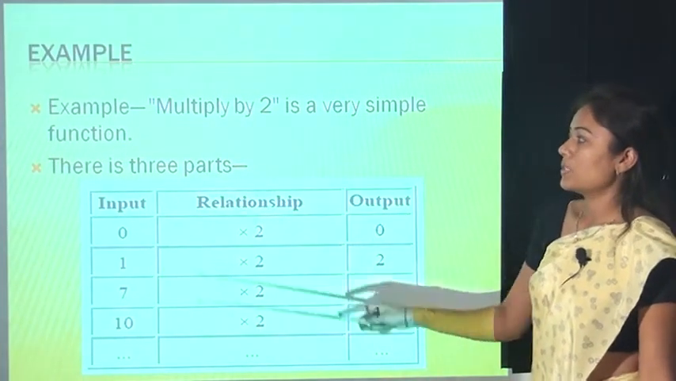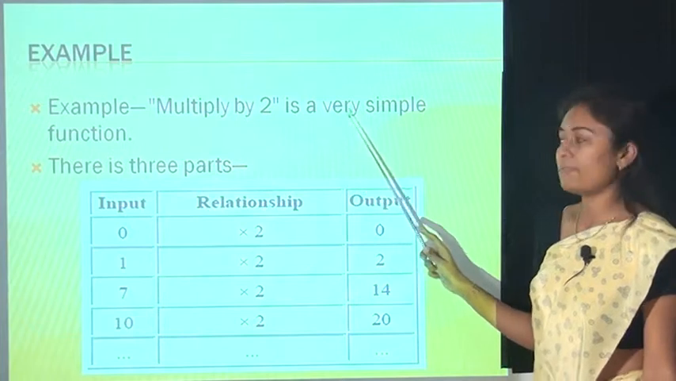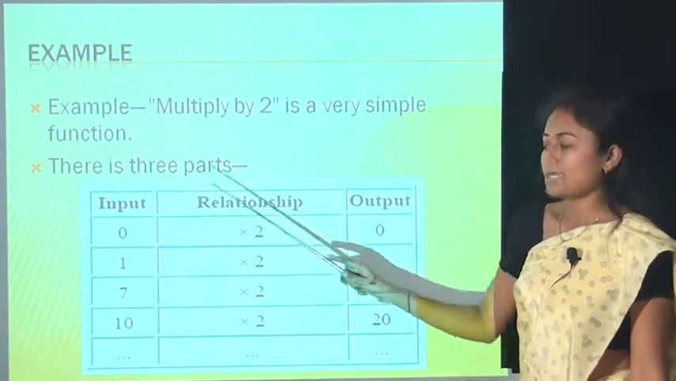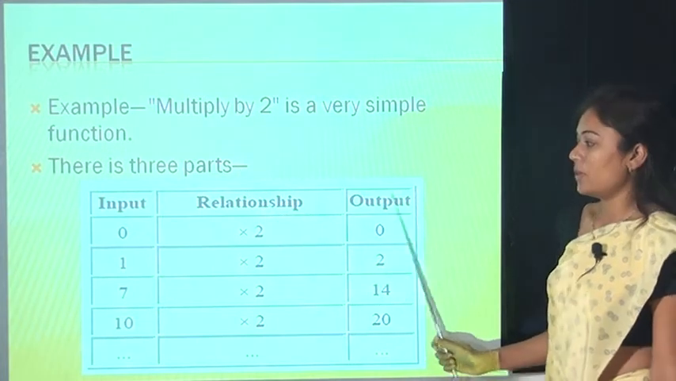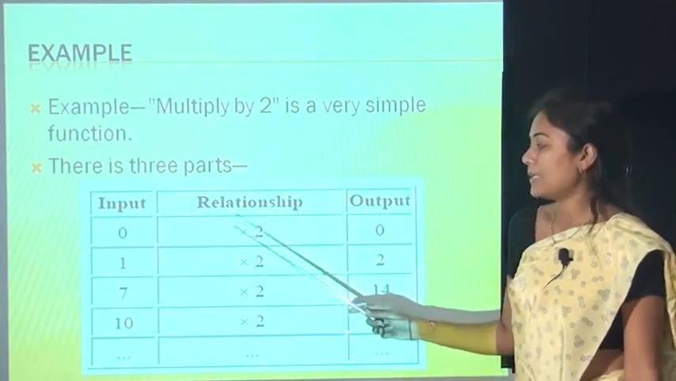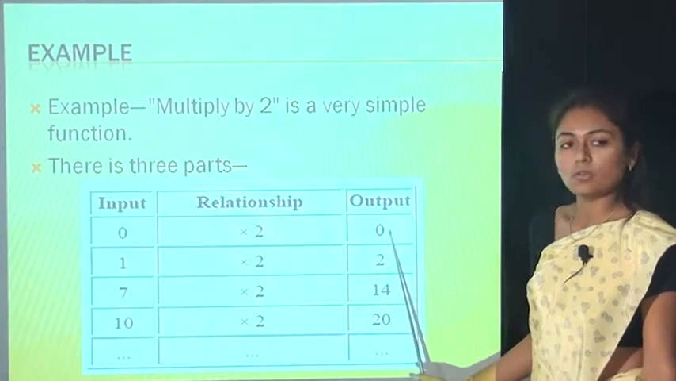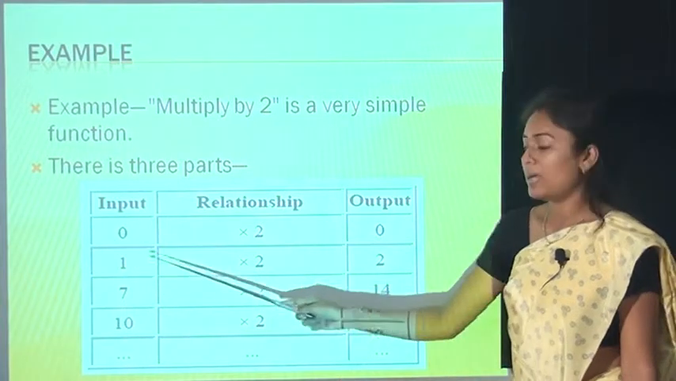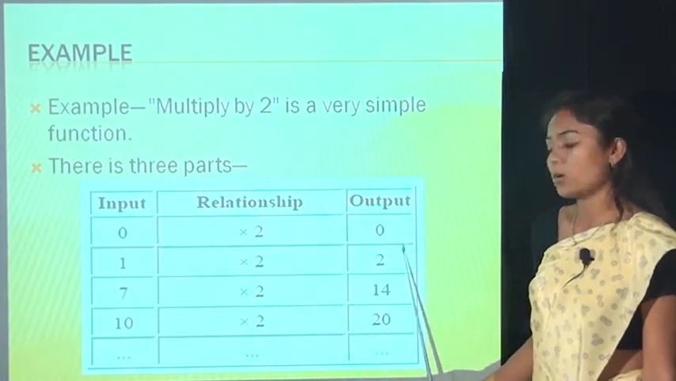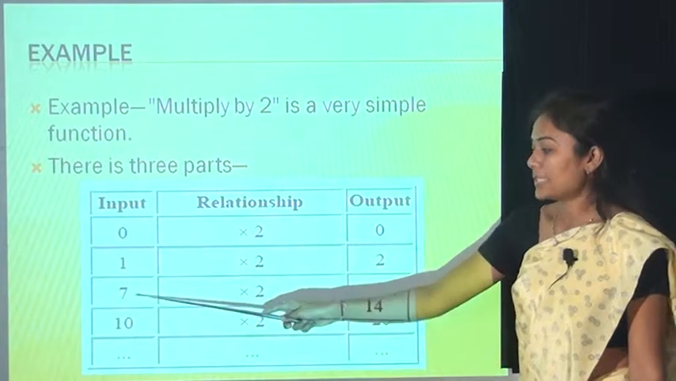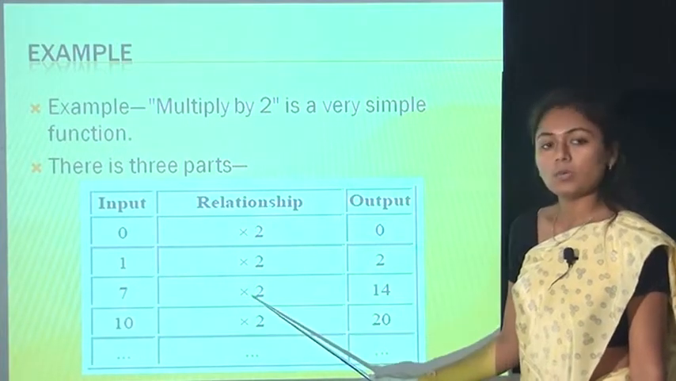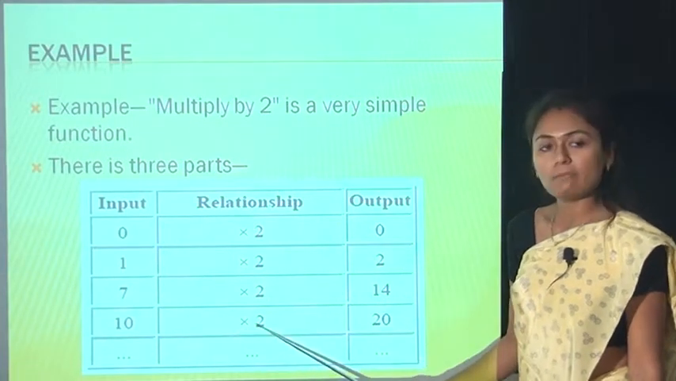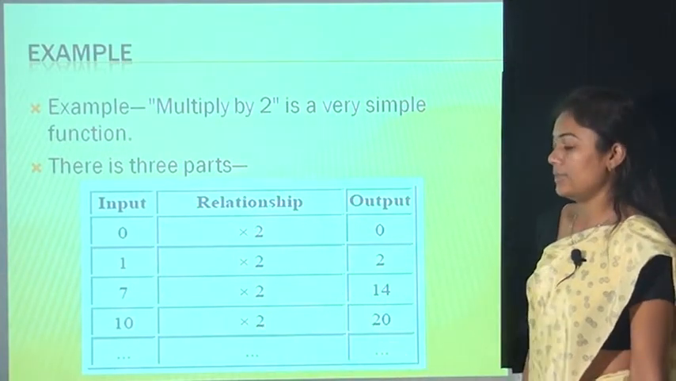Now an example of a function. Suppose multiply by 2 is a very simple function. There are three parts: first input, second relationship, and third output. First you input 0, multiply by 2, it becomes 0, that means you get output 0. Second you input 1, multiply by 2, 1 into 2, you get output 2. Input 7, you multiply with 2, you get output 14. Input 10, multiply by 2, you get output 20.